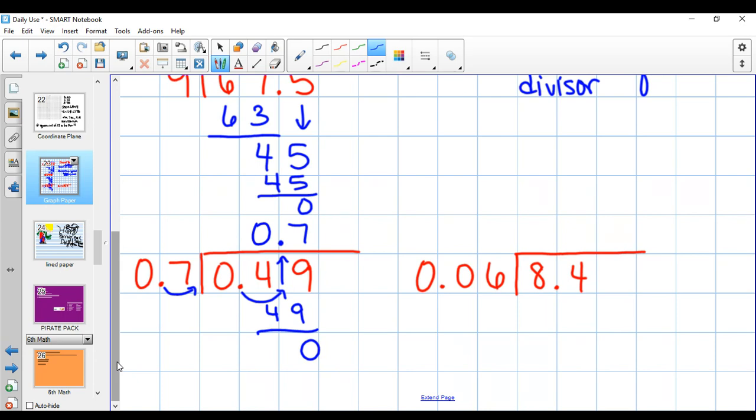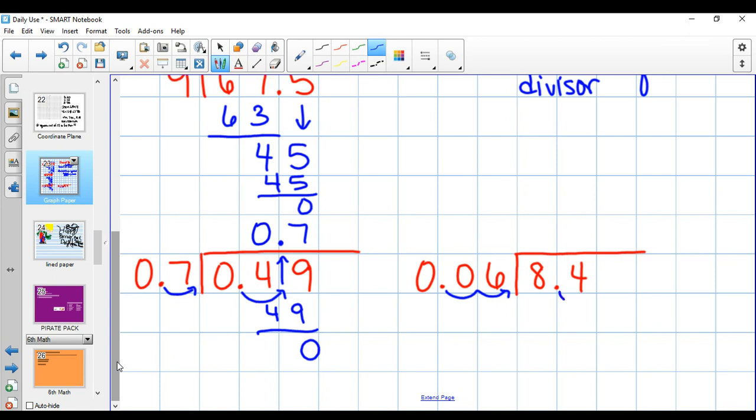Okay, and the last problem we're going to look at today, I'm going to do 8 4/10 divided by 6/100. The dividend is 8.4 and the divisor is 6/100 or 0.06. The first step is to move the decimal in the divisor. 1, 2 steps to make it a whole number.